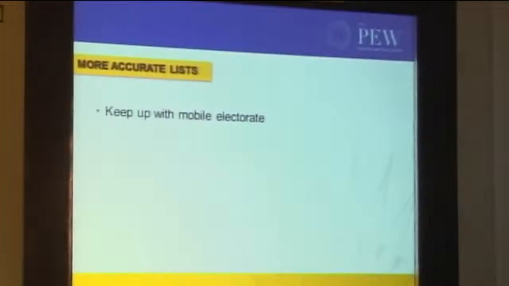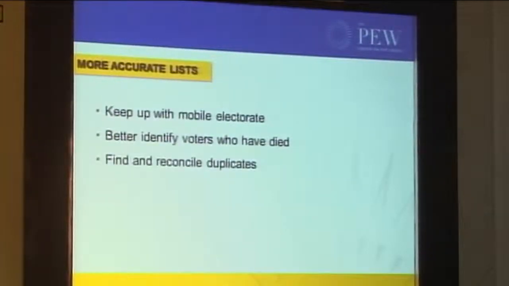So what we get from all this is more accurate lists, first of all. We keep up with a mobile electorate. We better identify voters who have died. We find and reconcile duplicates. As you can imagine, there are a lot of duplicate records where people, as I mentioned, have records across state lines or even in the same state where they just haven't caught the duplicate.